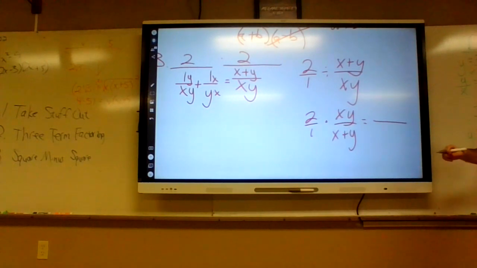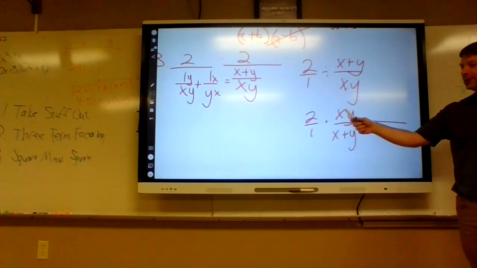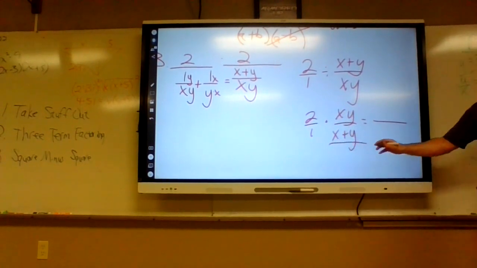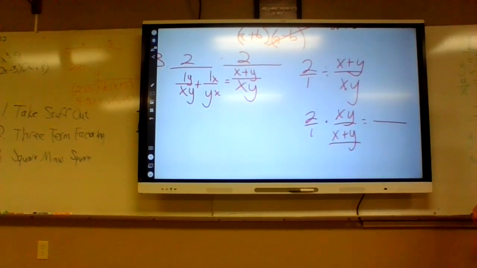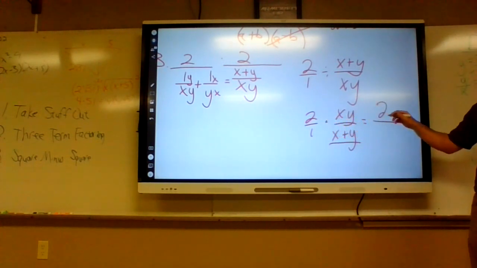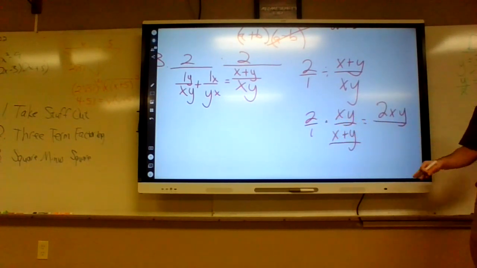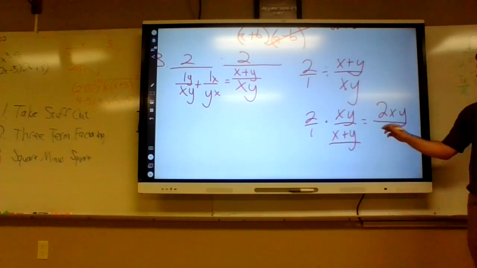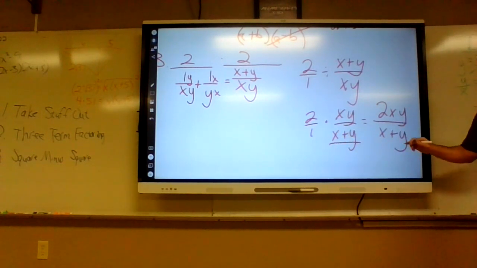Does anything cancel out? Nope. You might be tempted to right here, but remember you've got to think of x plus y as one thing. So no, it does not cancel out. So the top is 2xy, and the bottom, 1 times x plus y, is x plus y.